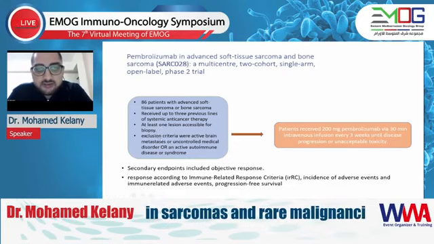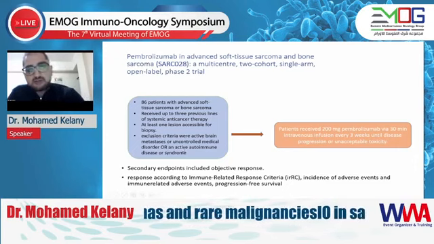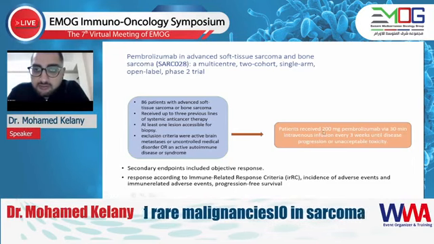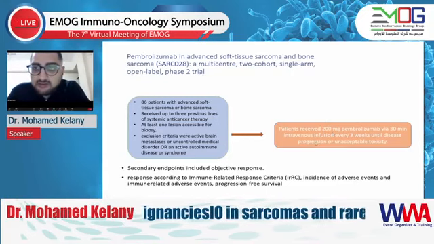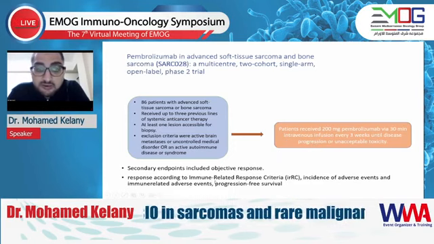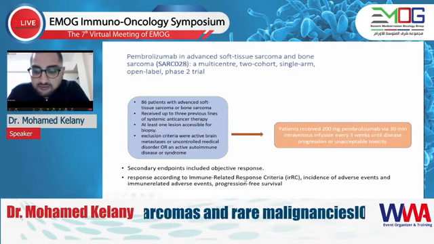Exclusion criteria, as usual for IO, were brain mets, uncontrolled medical disorders, or autoimmune syndrome that contraindicate IO infusion. We gave patients pembrolizumab at a fixed dose of 200 milligrams every 3 weeks until disease progression. The primary endpoint was the objective response, and the secondary endpoints were immune-related response criteria and progression-free survival.